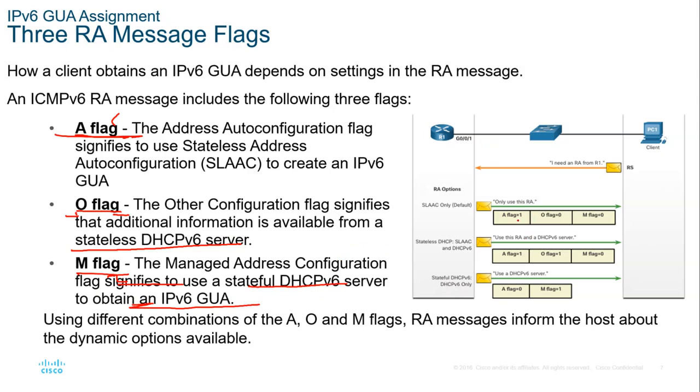So here is how the flags are flipped. With SLAAC only, the A flag, for stateless address auto configuration, is the one that is flipped to 1, and the other and managed flags are flipped to 0. Then when it comes to SLAAC and DHCP, the stateless address auto configuration flag is on, the other configuration flag is on, and the managed flag is off.